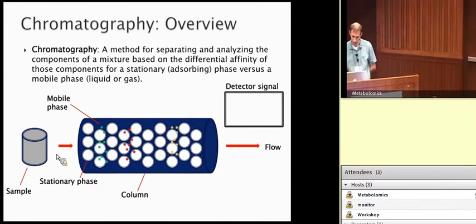And this is what it looks like. So some of your stuff comes out first, and then you get a signal in your detector when that first component elutes, and that's a peak. Then you move forward from there. The next component elutes, you get another peak in your detector, and that's a signal from that. And finally, your final component will elute, and you get another peak. And so that's chromatography in a nutshell.